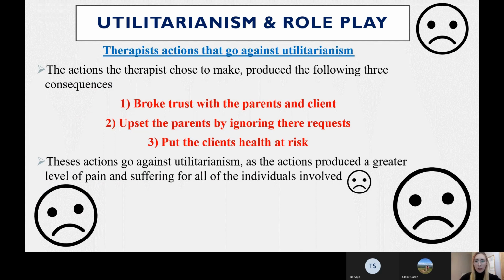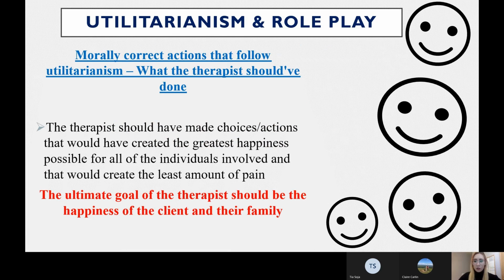This relates to our role play, as the ultimate goal of the instructor is the happiness of the client and their family. Therefore, the therapist should have taken more consideration when choosing possible reinforcers. The actions the therapist chose to make produced negative consequences and unhappiness for all individuals involved. The therapist broke trust with the client and the family and also put the client's health at risk. Due to the poor decision-making we saw in the role play, this shows how the therapist's actions went against utilitarianism.